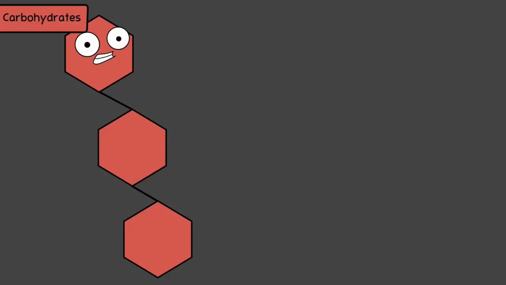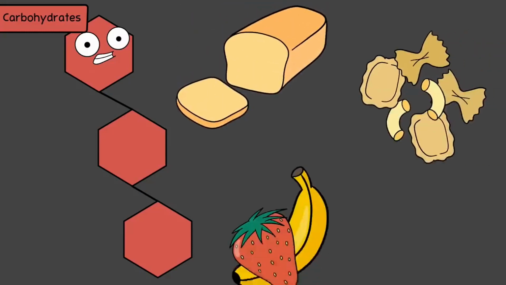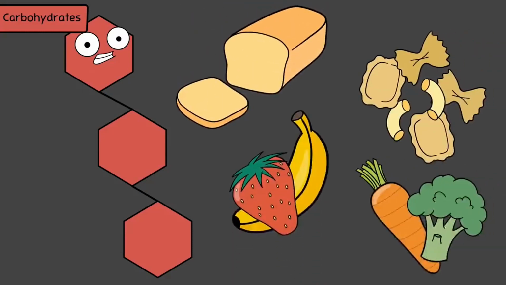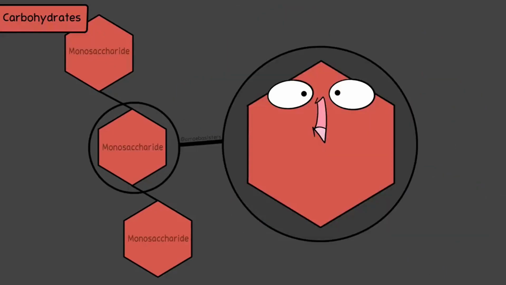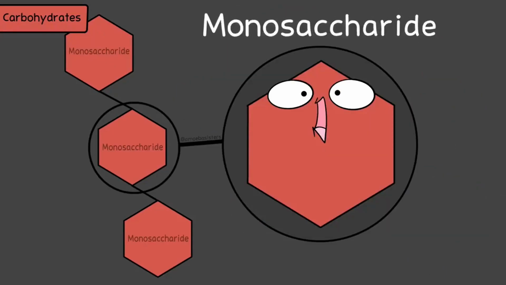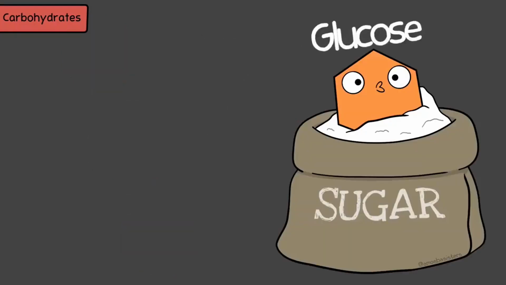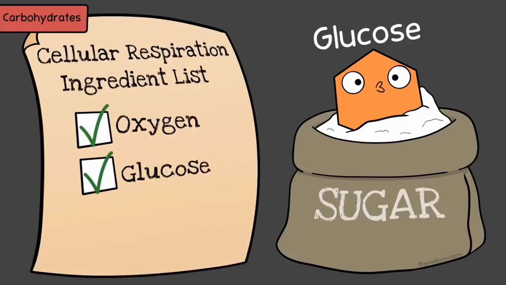Generally, food sources such as bread, pasta, fruit, and vegetables tend to be high in carbohydrates. The monomer of a carbohydrate, remember that means the building block, is the monosaccharide. One example of a monosaccharide is the sugar glucose. Glucose is a pretty big deal considering it's used in cellular respiration to make ATP, an energy currency.